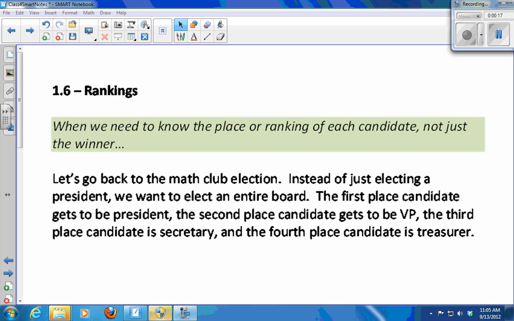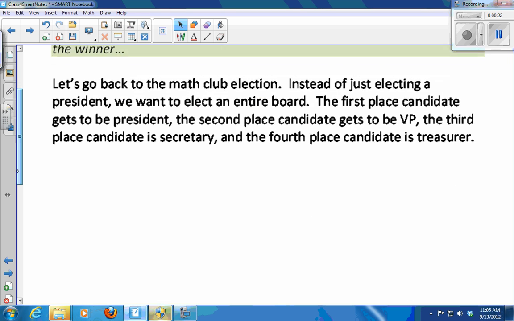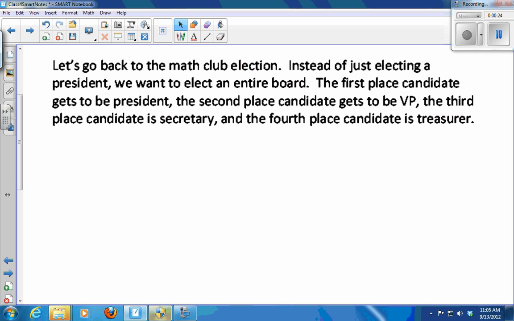So we're going to go back to the math club election, this same election that we've been talking about for several lectures. And instead of just electing a president, we want to elect an entire board: a president, a vice president, secretary, and a treasurer. So we're just going to do it by giving first place president, second place vice president, third place secretary, fourth place treasurer.